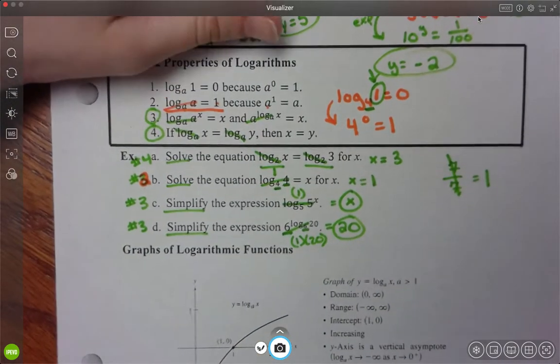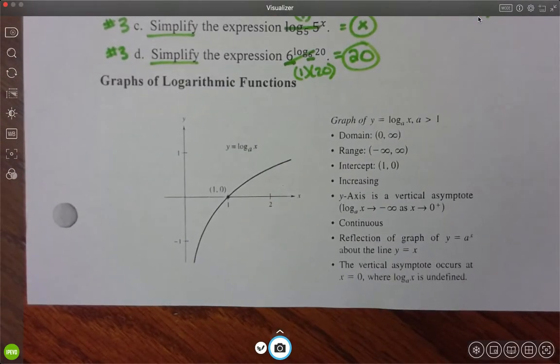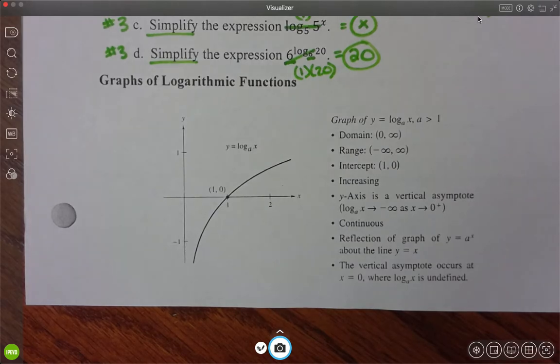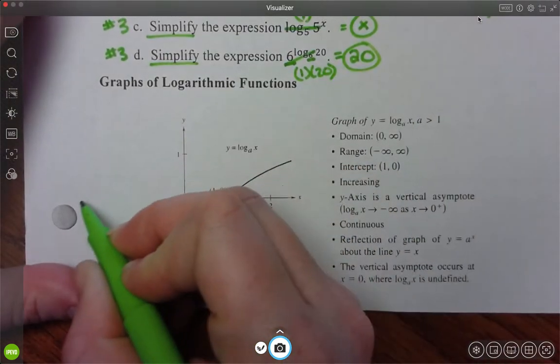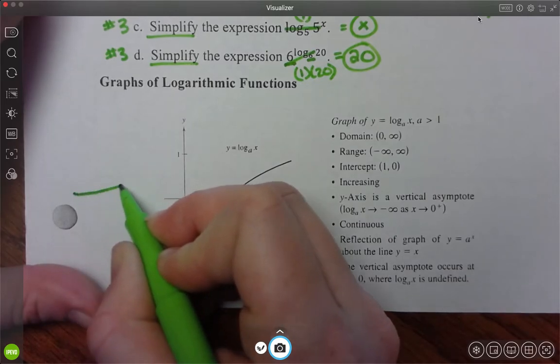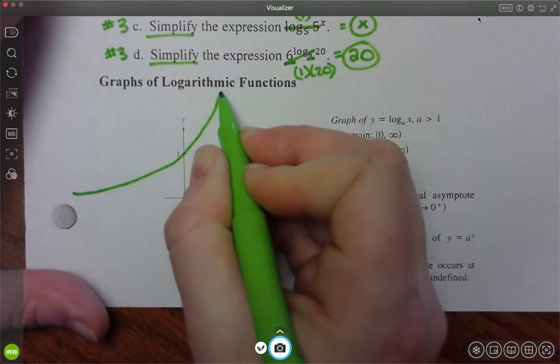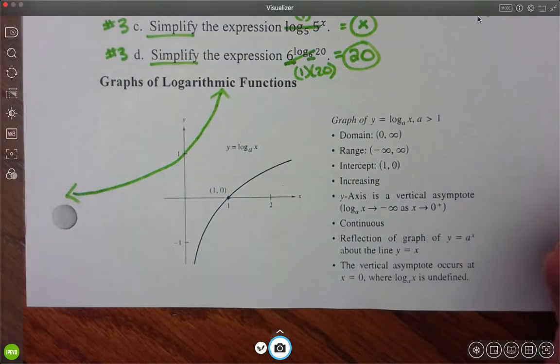So graphs of log functions are going to be the inverses of graphs of exponential functions. If I think about what my exponential function looked like, it's crossing here at 1. This is what the exponential function would look like.